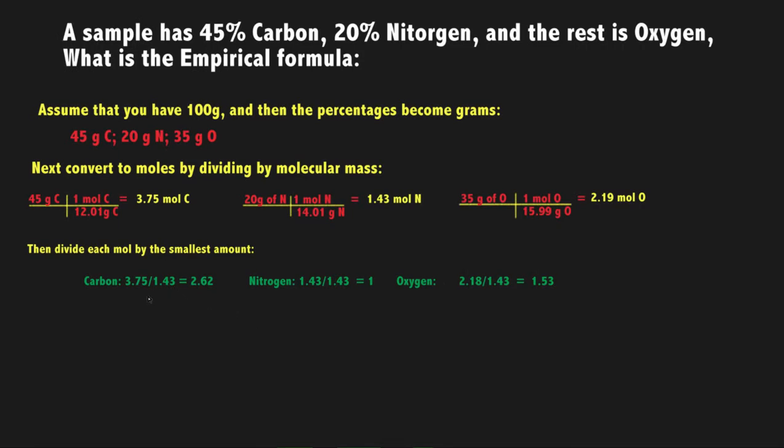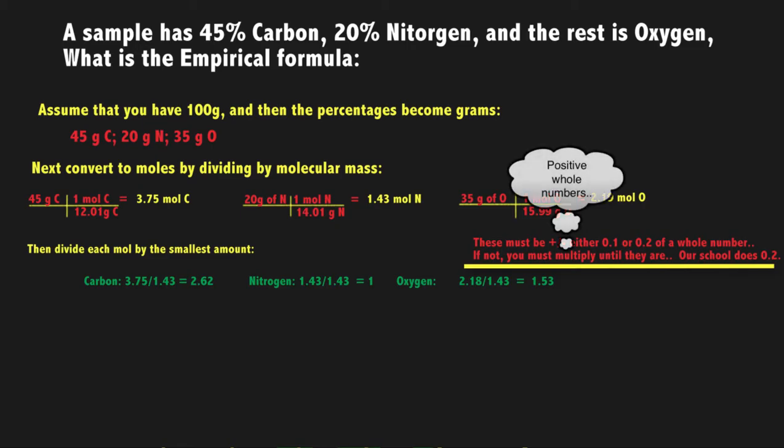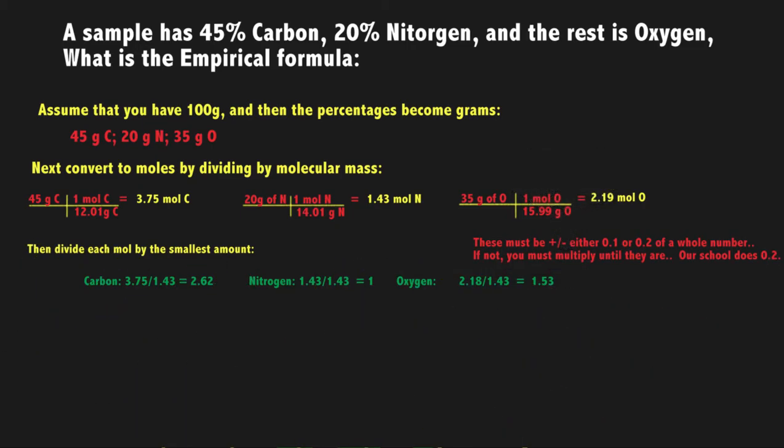Depending on what your source is, you will have a criteria that you have to be within plus or minus either 0.1 or 0.2 of a whole number when you divide by the smallest number of moles. As you can see, this one is not. Neither is oxygen. Carbon and oxygen are far off from being that value. So what we do is we start multiplying all of them by 2, then 3, until they all get within that plus or minus 0.2. In our school we do a 0.2 range.